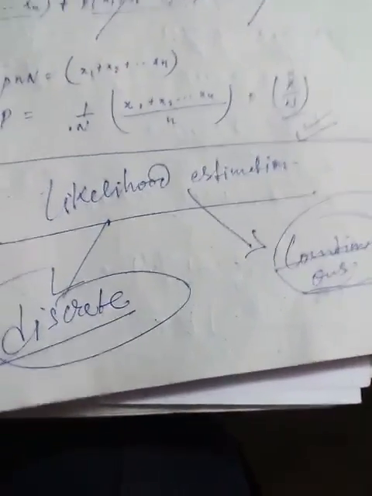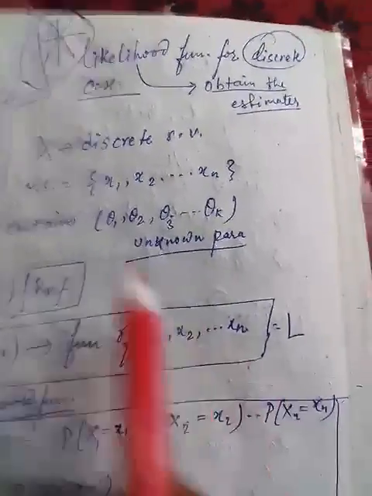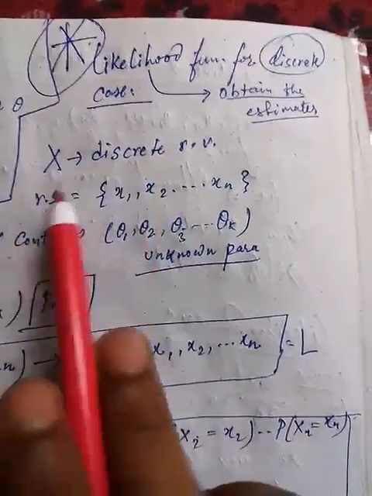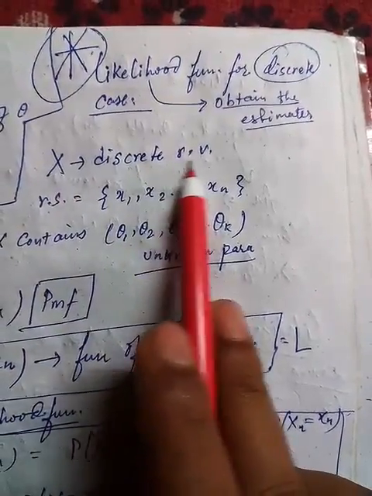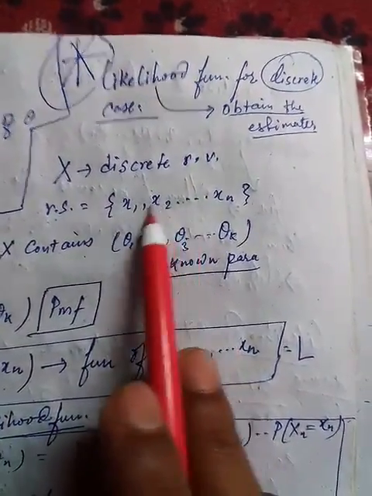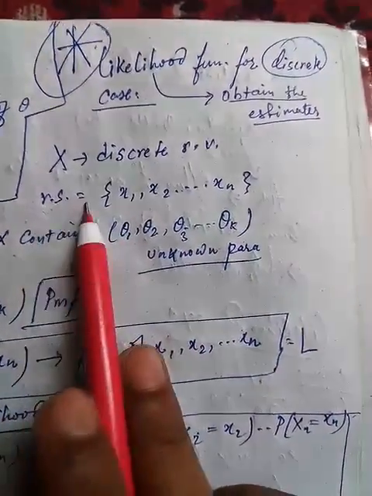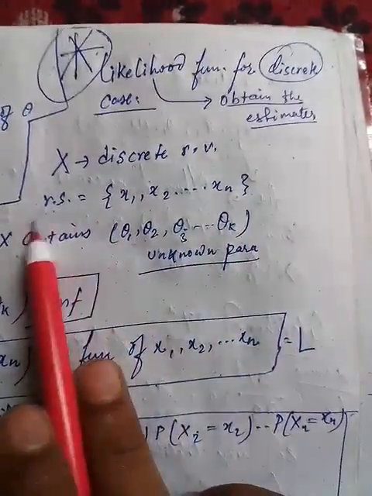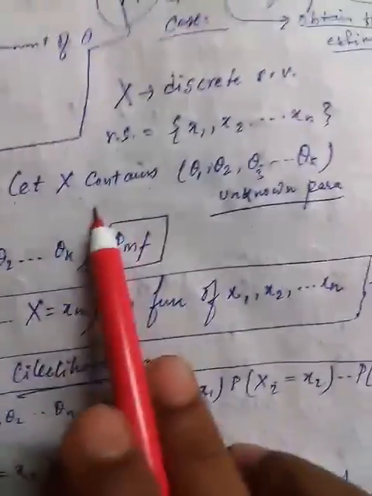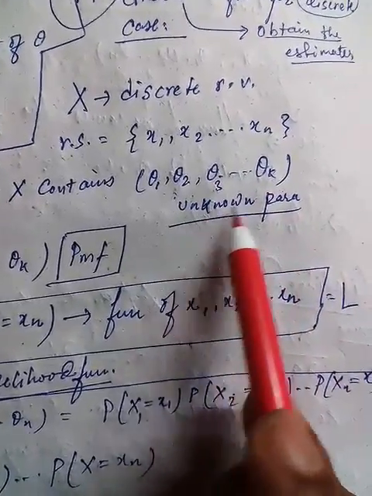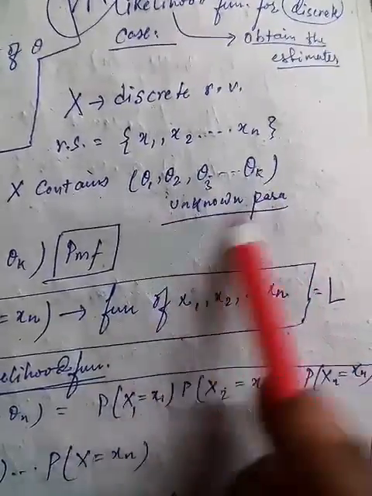So let's begin. For the discrete one, let X be the discrete random variable which describes the population. Here we are taking X as the discrete random variable, that is RV. Now we are taking X1, X2 up to Xn as our random sample drawn. So we are taking this whole set as the RS, that is the random sample, and let X contain theta 1, theta 2 up to theta k, that is the unknown parameters.